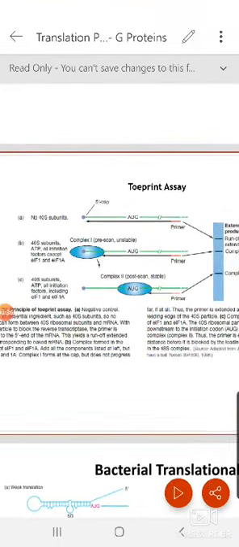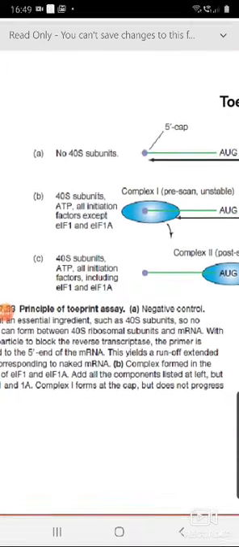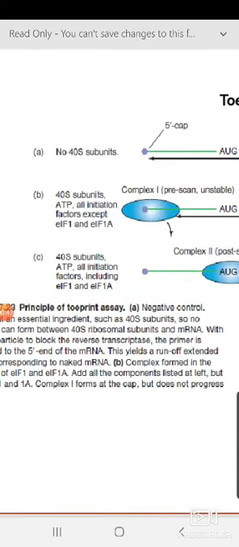This assay was developed by two scientists when they were searching for the role of the eukaryotic translation initiation factors EIF1 and EIF1A. Remember these two initiation factors. What is the role of these initiation factors in forming a pre-initiation complex?